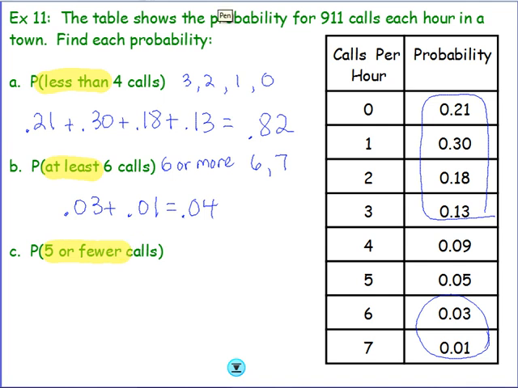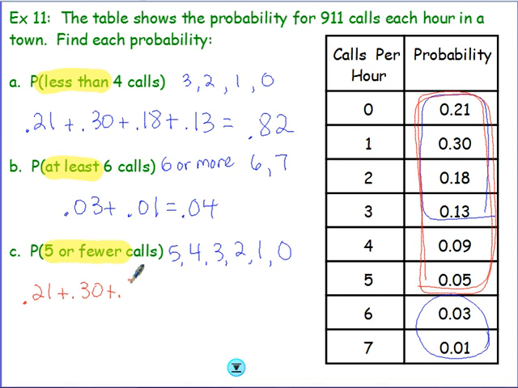And then finally, 5 or fewer. So 5 is included or fewer. So 5, 4, 3, 2, 1, and 0. So we're looking at this big group right there. So we're talking about 0.21 and 0.30 and 0.18 and 0.13 and 0.09 and 0.05. When you add all that up, you get 0.96.